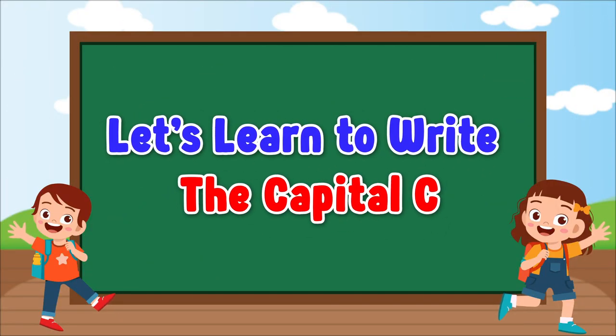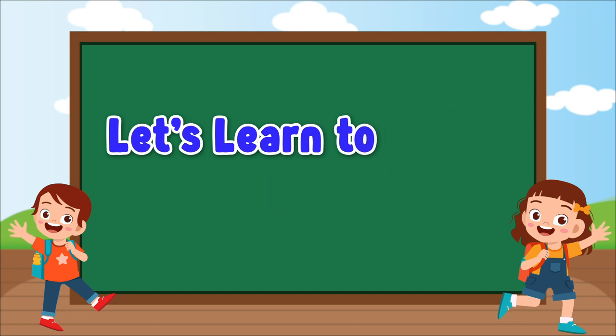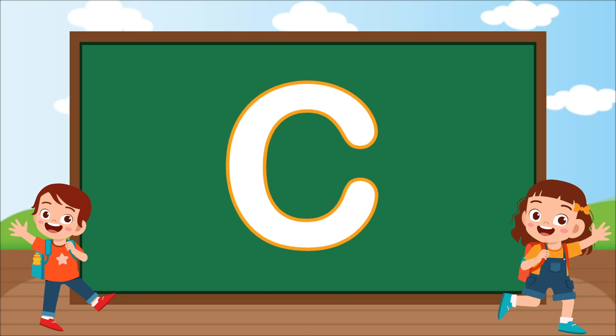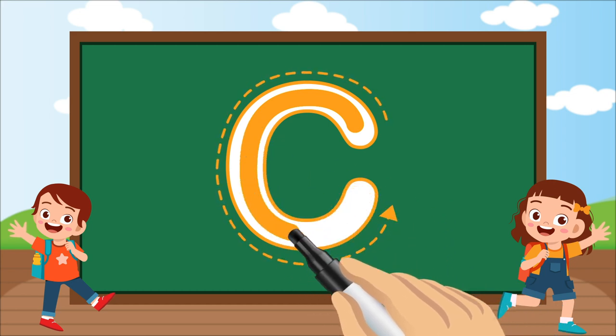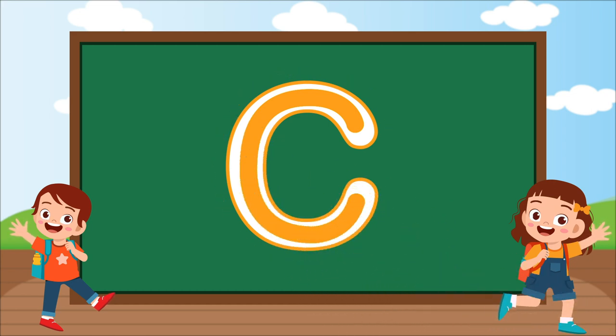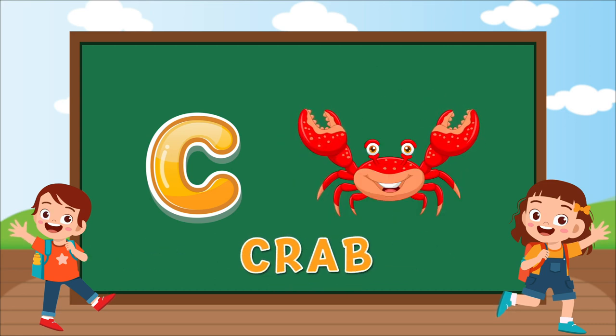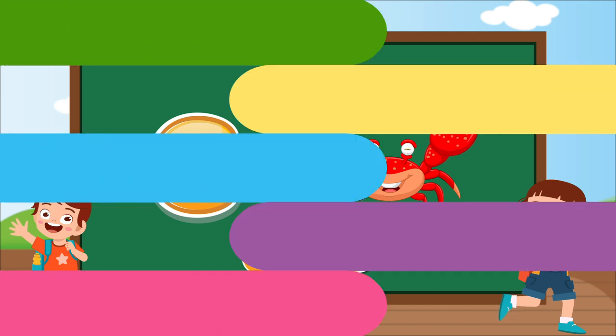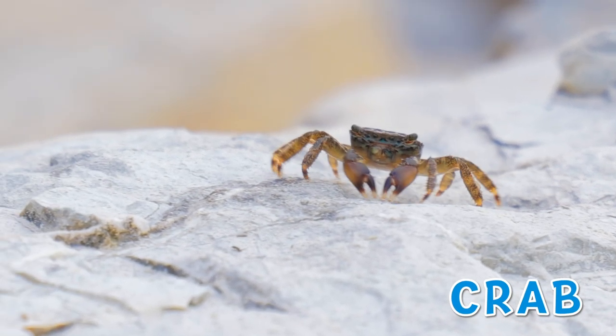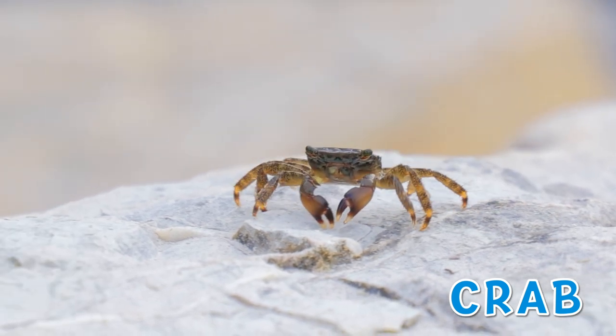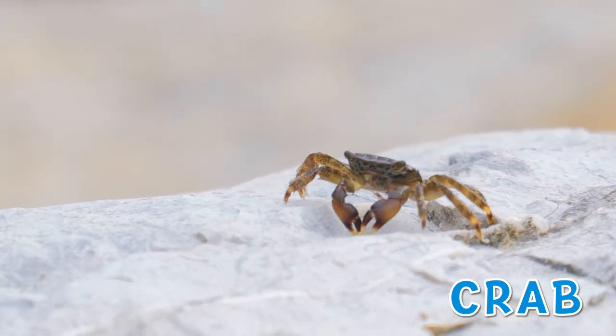Let's learn to write the capital C. First, we will start drawing to the top and draw a half circle to the bottom. C is for crab. Crab.